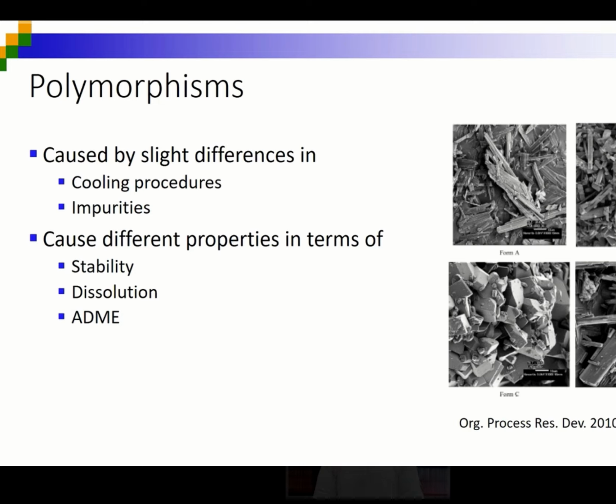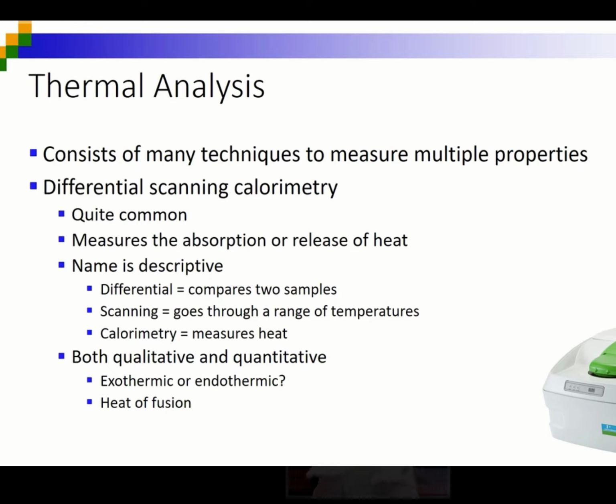Taking DSC and breaking it down into its simplest form, what we're going to be doing is measuring the absorption and or the release of heat from our sample. And if we look at the name differential scanning calorimetry, it tells us exactly what we're dealing with. So differential, when we look at DSC, we're going to be comparing two samples. We're always going to have a reference and then the sample that we are actually measuring. So we're comparing the differential between the two. The scanning comes from the fact that we start at a low temperature and then we slowly heat the sample up, or we start at a high temperature and slowly cool the sample down. So we're going to scan a range of temperatures. And then the word calorimetry just means that we are measuring heat.